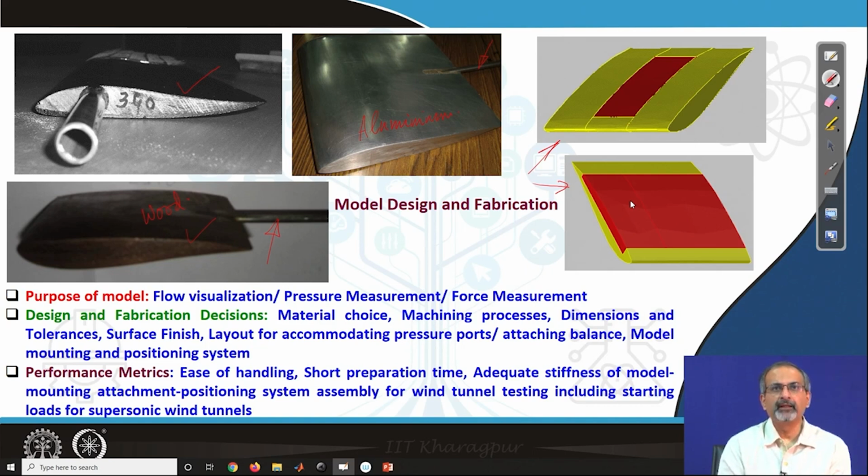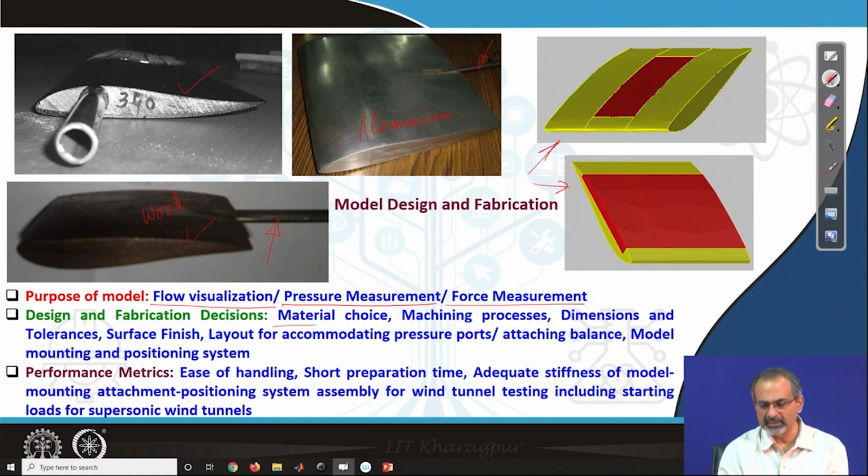Now, when we look at model design and fabrication, we have to first keep in mind what is the purpose of the model. Is it going to be used for flow visualization, or it has to be used for pressure measurement or force measurement? Does it need to be instrumented? There are many decisions which have to be taken. The design and fabrication decisions are also linked with the purpose of the model.